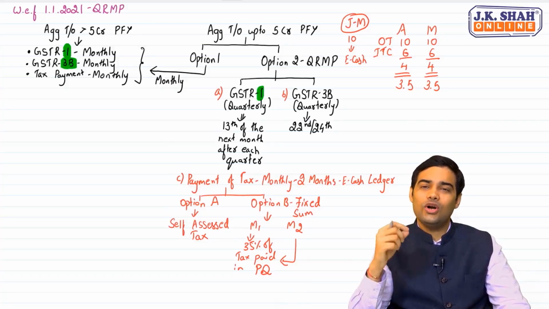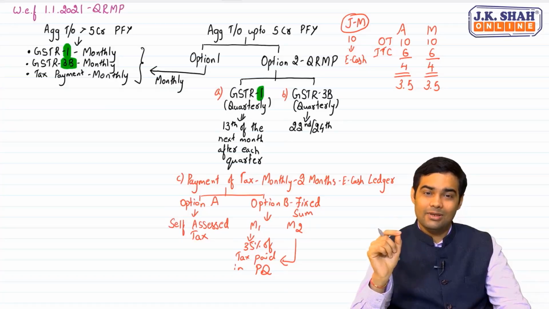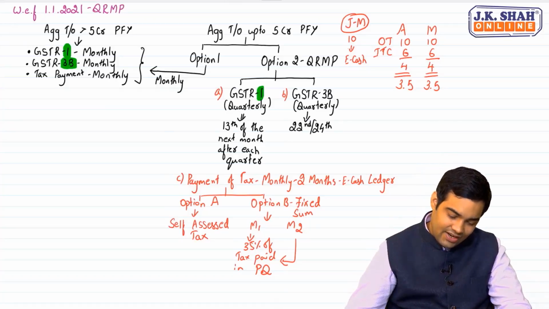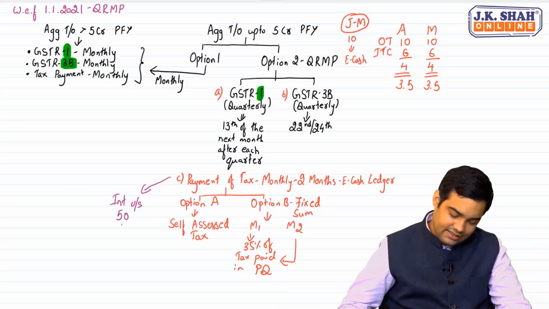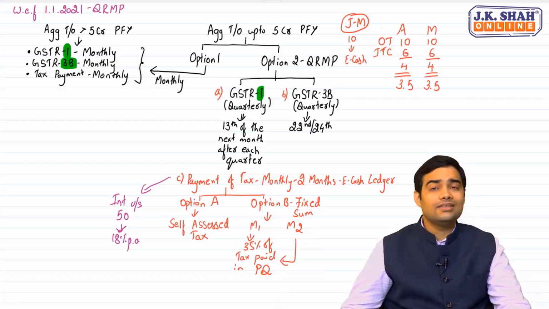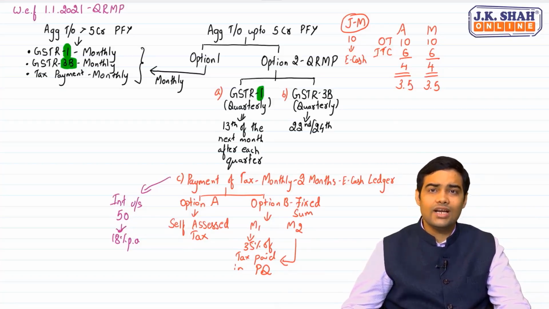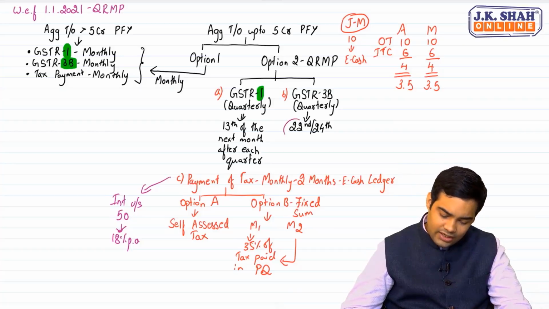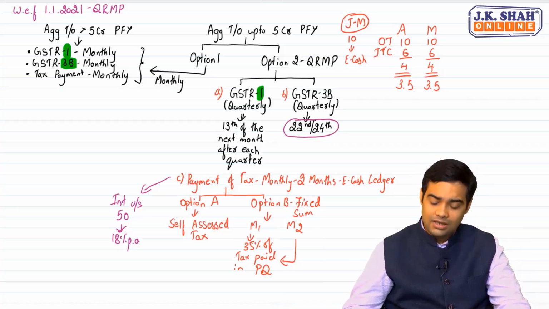If I don't pay these amounts, will interest be applicable? The answer is yes. If I don't pay any of these amounts, then interest under section 50. And interest rate, you are aware, 18% per annum from the due date till the date of payment. But sir, what will be the due date for month 1, month 2? Month 3, so we understand. Month 3, the due date will be 22nd or 24th. But what about month 1, month 2?